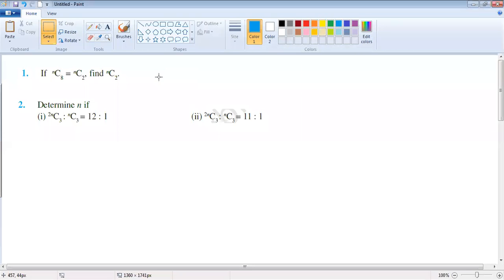nC2 is equal to nC8. Find nC2. So nC2 find करना है तो आपको n का वैल्यू चाहिए. So आपको पता है nCa is equal to nCb है तो that implies either a and b are equal, but here a and b are not equal. One is 8 and another one is 2. They are not equal. Or n should be a plus b. So here, n is equal to 2 plus 8, which is 10.